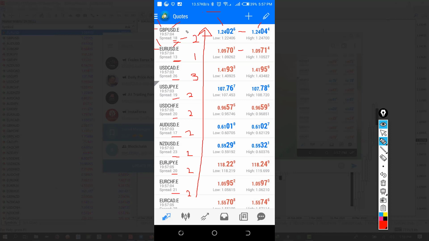You can see all these major currency pairs, they have a low spread: 1, 2, 3, 4, 5, 6, 7. So I want you to view this image properly before we move to the next. If there's anything you don't understand, ask.